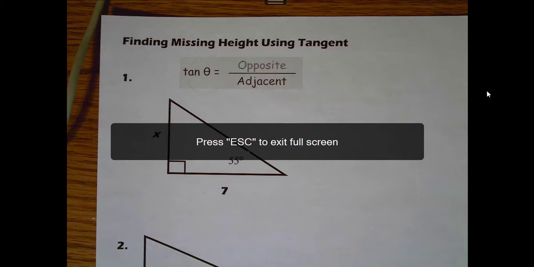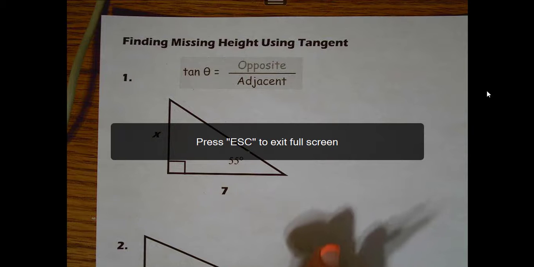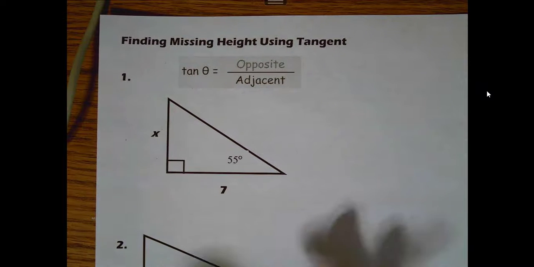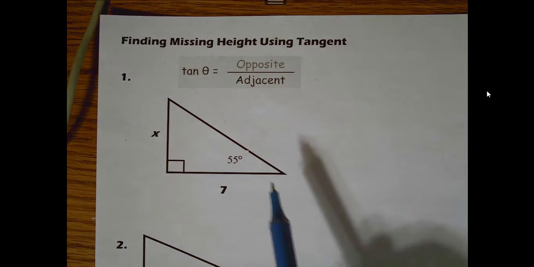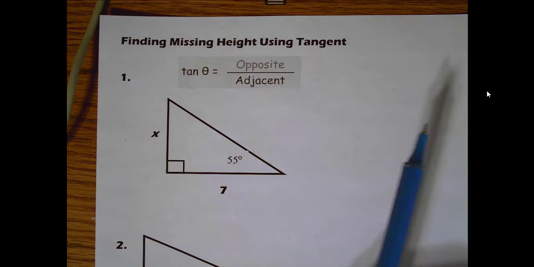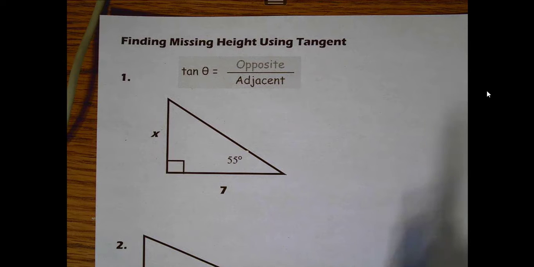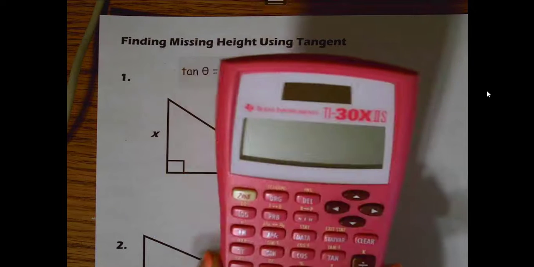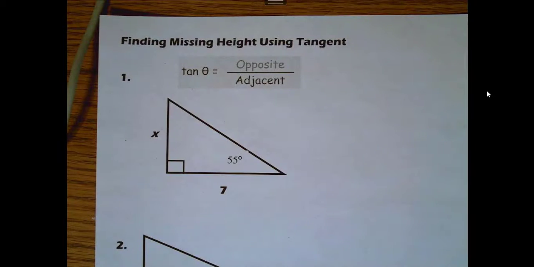There we go. Okay, so we are going to use what's called tangent. It is a trig function. And to find the tangent of an angle, we have to use the opposite over adjacent. Now, what's going to happen is one of those is going to be missing. And so we fill in the information and make sure you have a calculator. We're going to definitely use that to help us out here today.